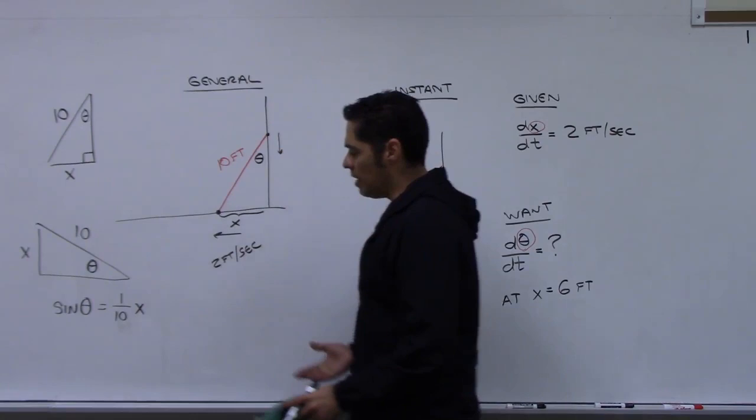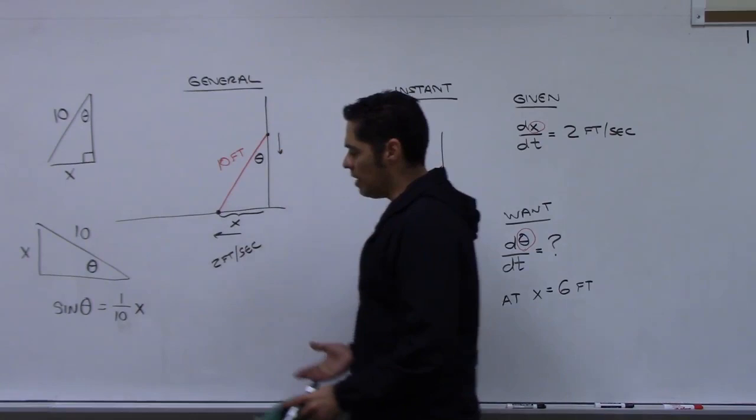Now be careful at this part. The derivative of 1/10 x is not just 1/10, but 1/10 dx dt, because it's the derivative of x with respect to time, not the derivative of x with respect to x. So the 1/10 is a constant that comes for the ride. The derivative of x with respect to time is dx dt, so we get that.